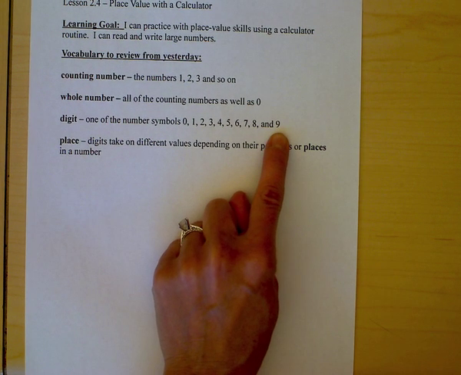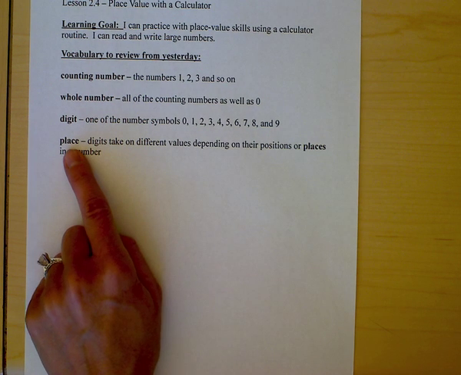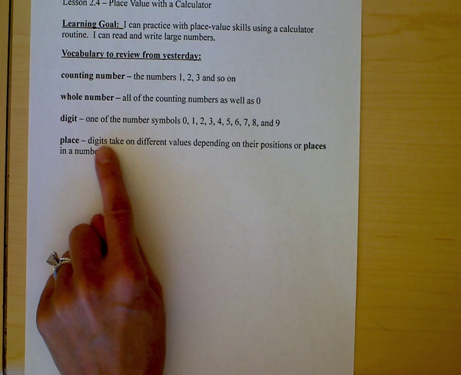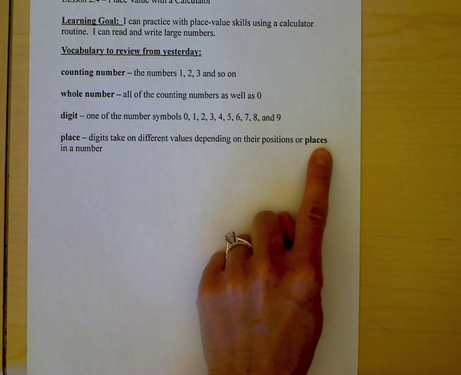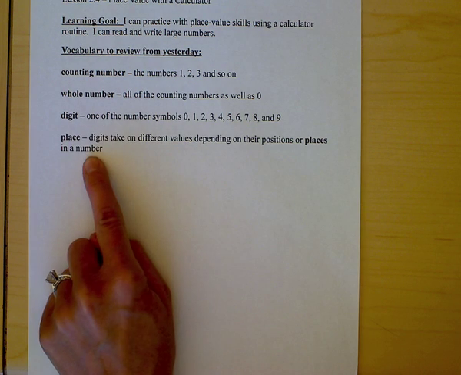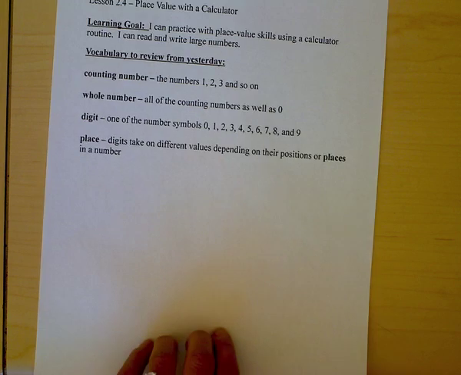We have a standard base 10 number system, and we have digits. And also the word place. These digits take on different values depending on their positions or their places in a number. All right, pull out your math journal. We're on page 36.